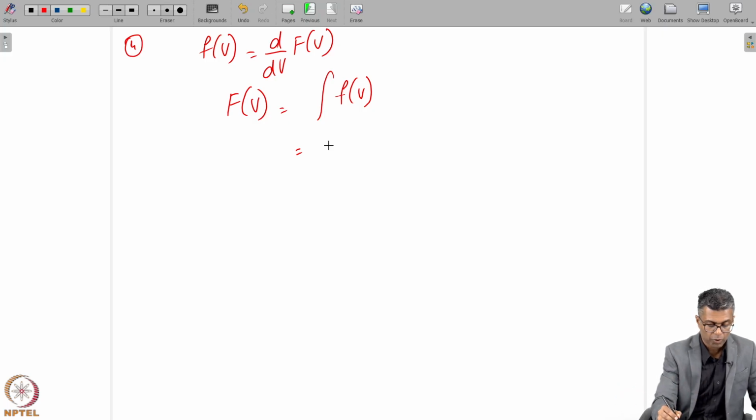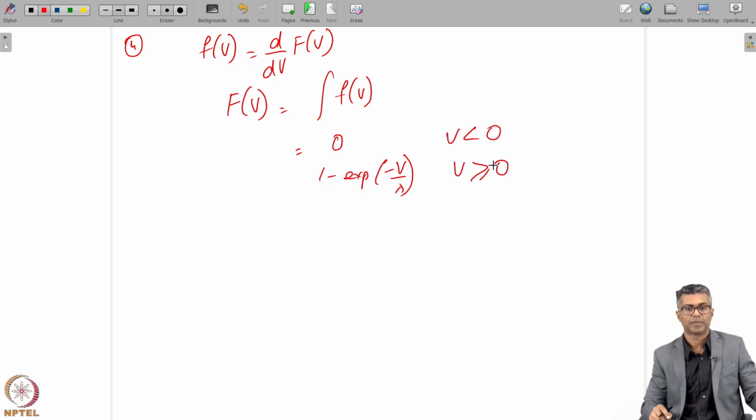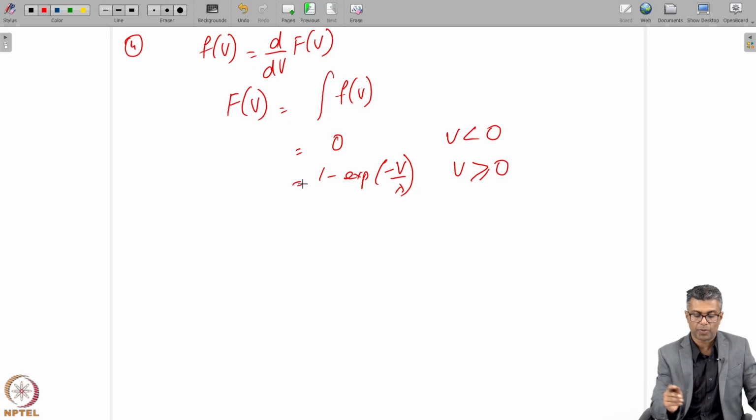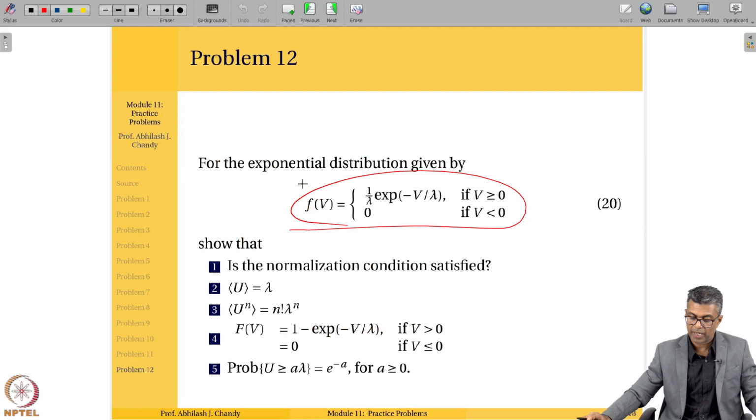So you would get 0, and 1 minus exponential of minus v over lambda, when v is less than 0 and when v is greater than or equal to 0, respectively. That's what you end up getting for the cumulative distribution function. All I'm doing is using equation 2 in the first equation that was shown, equation 20 here, and equating it in there.